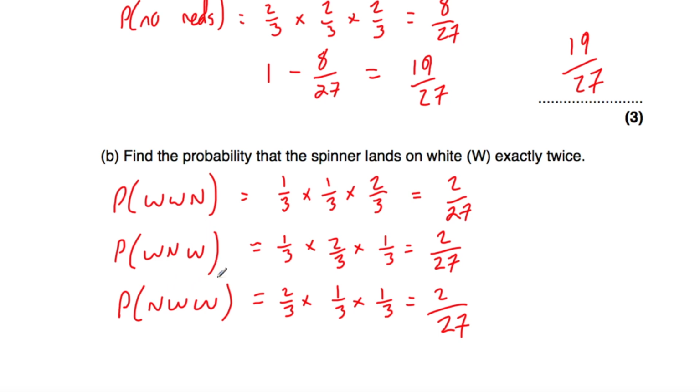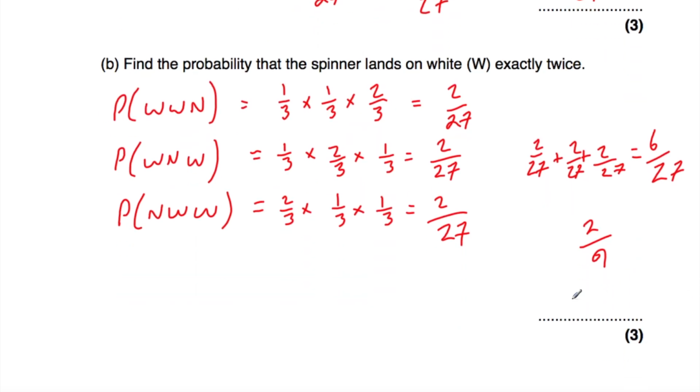So we now know the probability of getting white, white, not white; white, not white, white; and not white, white, white. And that means if we want to find the probability that the spinner lands on white exactly twice, we just need to add together these probabilities. So 2/27 plus 2/27 plus 2/27 would be equal to 6/27. And you could leave your answer like that if you wanted to. Now both of these numbers are divisible by 3, so I'm going to divide them both by 3, and that gives me an answer of 2/9. So the probability that the spinner lands on white exactly twice would be 2/9.